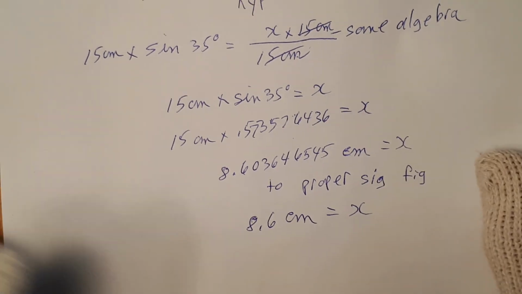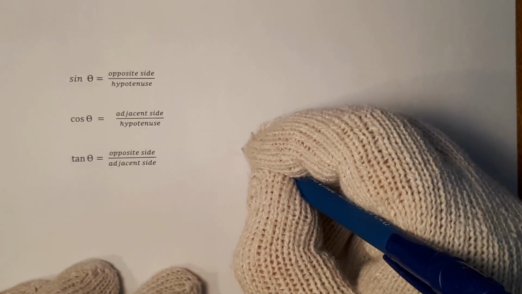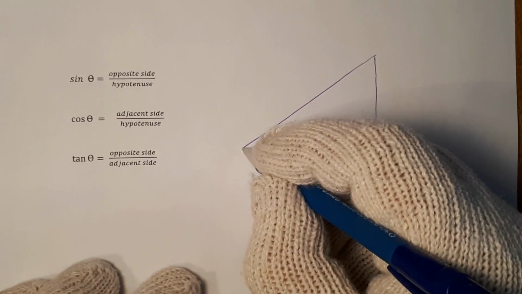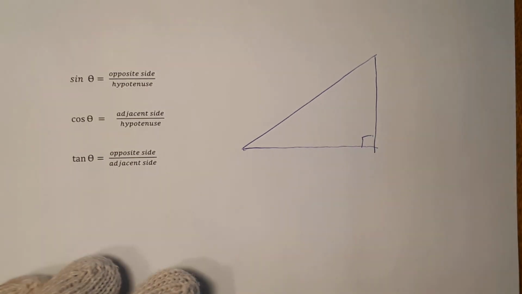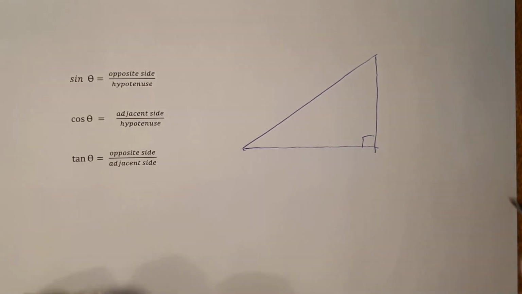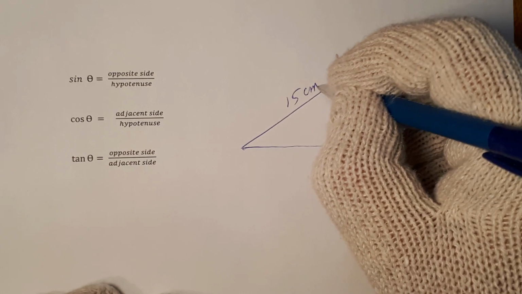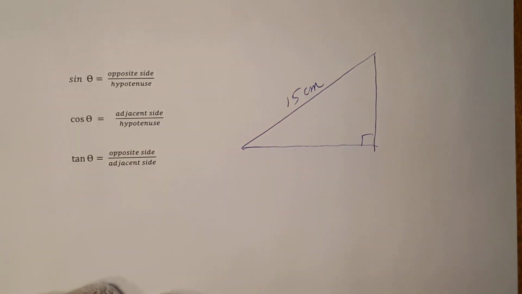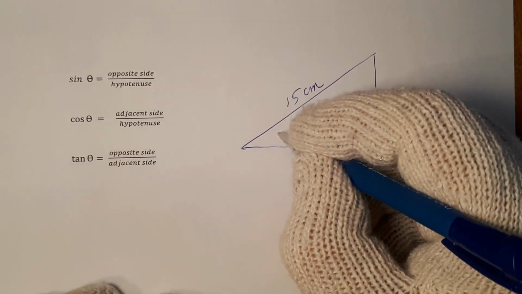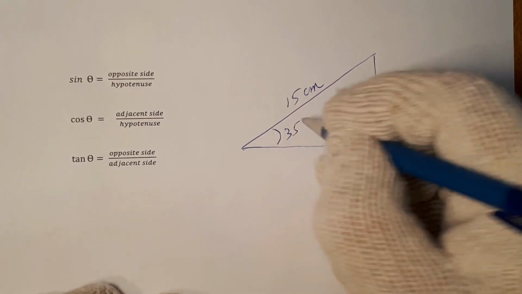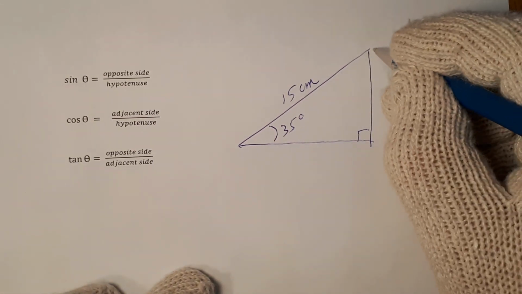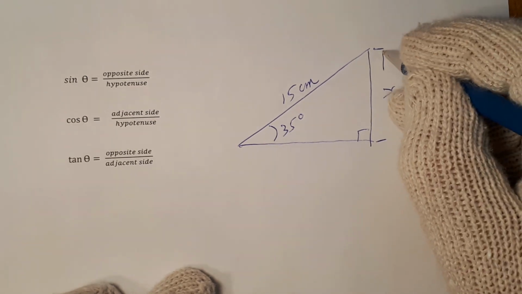Let's do another word problem. Consider this right angle triangle, similar to the one I just did earlier, at 90 degrees. That length is 15 centimeters. We're going to keep that angle at 35 degrees. And let's solve for x yet again.